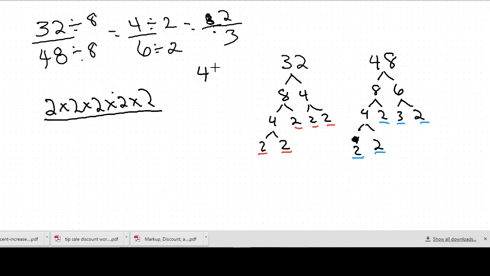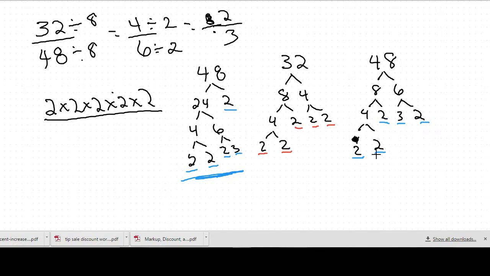So I could also take 48 and I could break it up into 24 and 2, right? Gotcha. And then I could break the 24 into 4 and 6. And then I could break the 4 down into 2 and 2, and then this into 2 and 3. So if I look at the numbers at the bottom of the tree, I still get the same numbers, right? I have 4 2's over here, and I also have 4 2's over there. Okay. So it doesn't matter what two numbers you start off with. Just know that once you have the number broken all the way down, you're going to get the same numbers anyway. Okay.